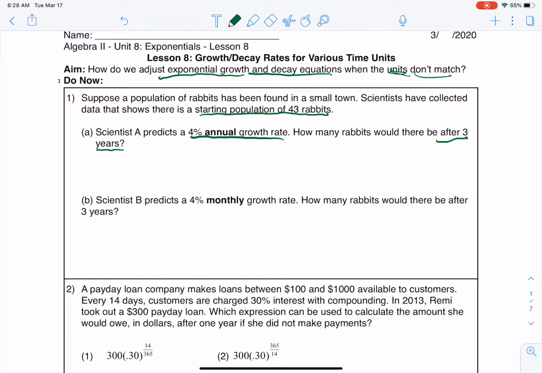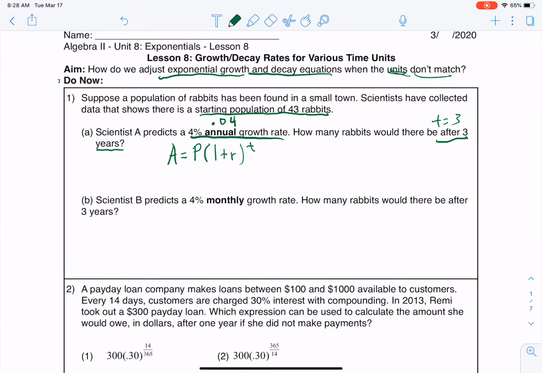Our growth rate here is 4%, so I'll write that as a decimal, 0.04. And our time unit is 3 years. This is a pretty straightforward exponential growth model. The equation is A equals P, or what we start with, times 1 plus the rate as a decimal, raised to the power of T, our time unit.